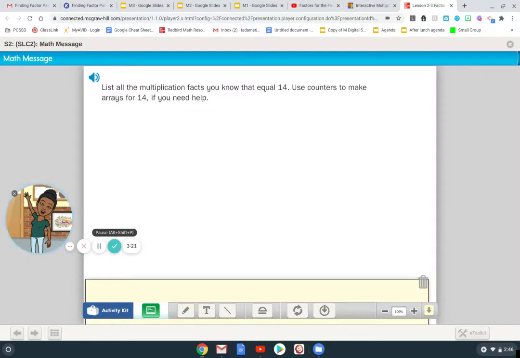That takes us back to our original question. List all the multiplication facts you know that equal 14. We are going to use our arc instead of using counters. So remember, we're going to start with 1 times the number itself. 1 times the number itself, 14 in this case, equals 14. Whenever you multiply any number by 1, it's always the other number. So 1 times 1 million is going to be 1 million. 1 times 2 will be 2.